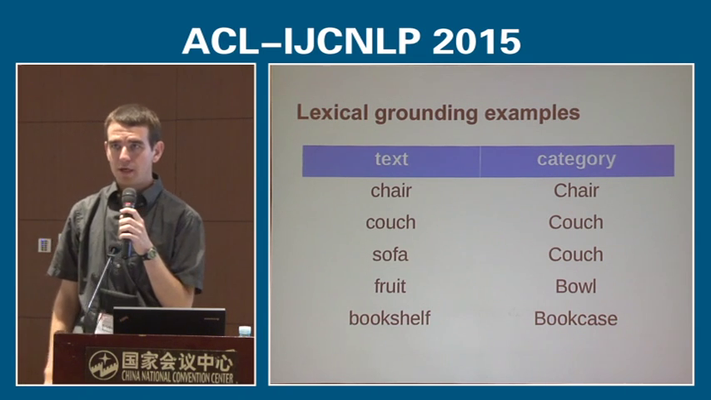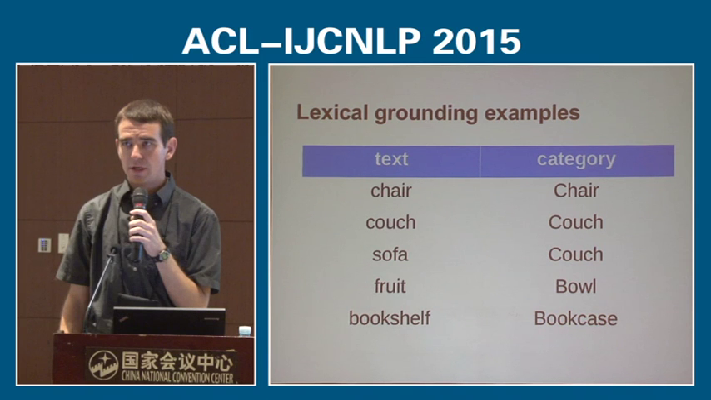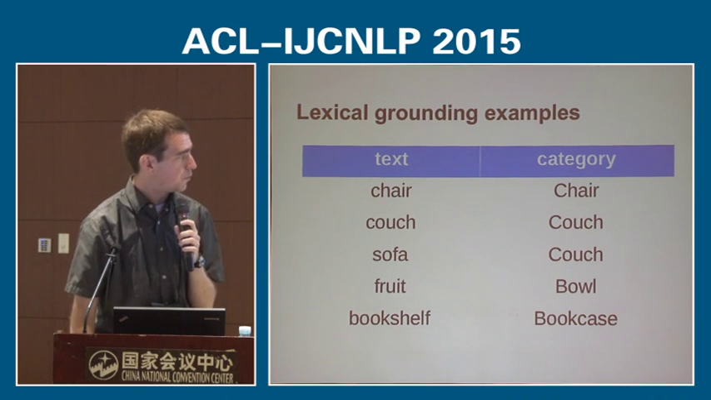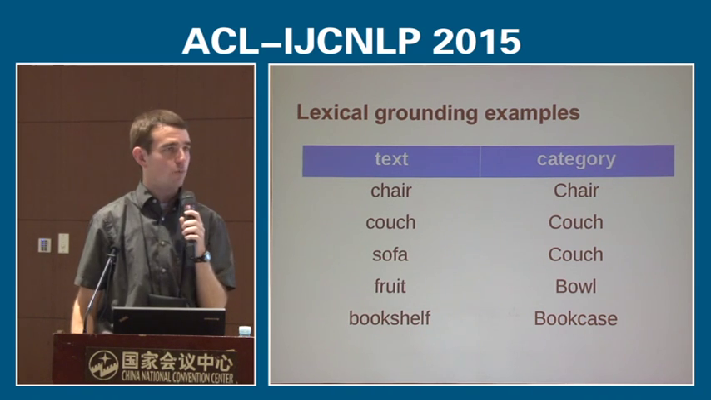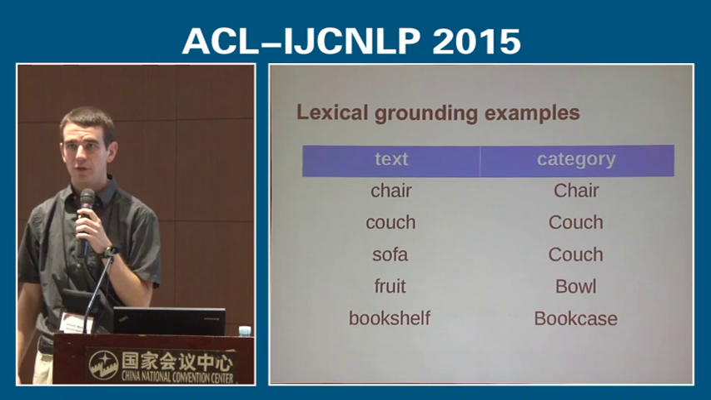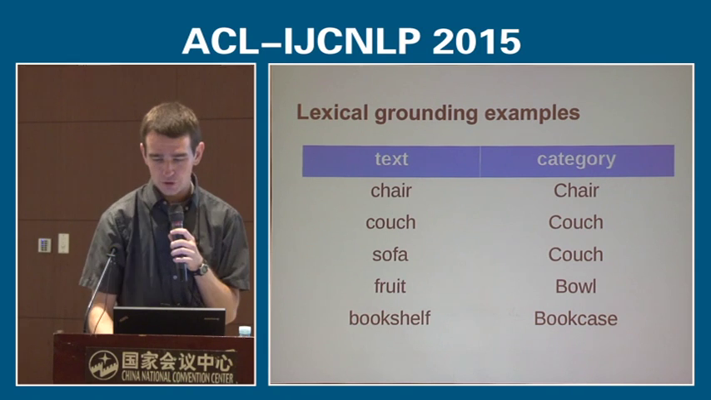Now you'll also notice that because our system doesn't actually have any compositional knowledge of scenes, we do end up with a few false positives. Like for example, in our data set, fruit almost always occurs in bowls, and so we learn the errant mapping from fruit to the category bowl.